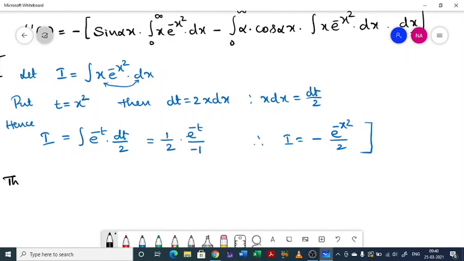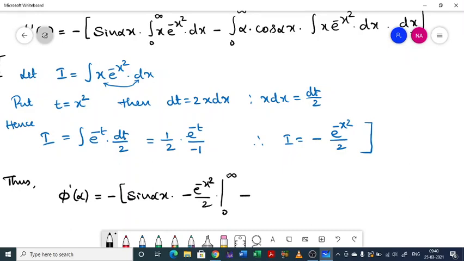Thus phi dash of alpha equal to minus sin alpha x into integral of x e power minus x square, which is minus e power minus x square by 2, between 0 and infinity, minus integral 0 to infinity alpha cos alpha x into integral of x e power minus x square, which is minus e power minus x square by 2, into dx.